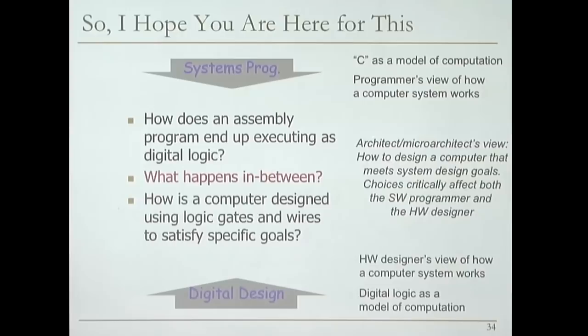An architect's view is how to design a computer system that meets the system design goals that you have. That's called a design point also. For example, Carl Chava's design point was affected by security costs, right? You need to meet those goals. And the choices you make at this in-between level critically affect both who's up and who's down. You can make a choice that ensures the programmers go crazy but makes the life of the hardware designer simple, or you could make the opposite choice. I can give you one example, multi-core systems.